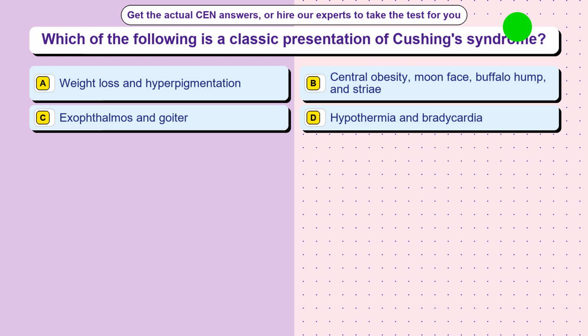Question 32. Which of the following is a classic presentation of Cushing's syndrome? Option A, weight loss and hyperpigmentation. Option B, central obesity, moon face, buffalo hump, and striae. Option C, exophthalmos and goiter. Option D, hypothermia and bradycardia.